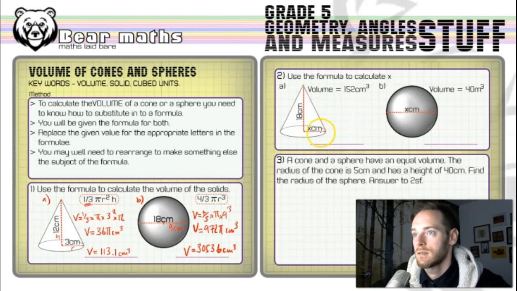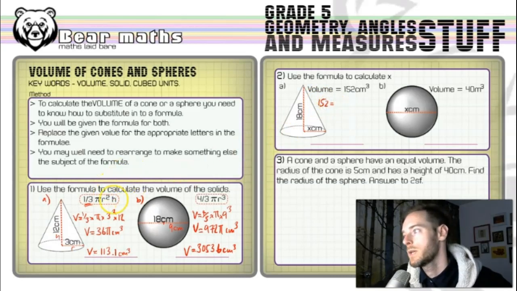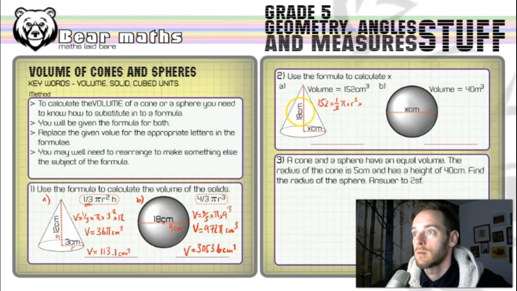X is the radius. That's what we want. So we're going to use the formula again. So the volume we've been given is 152. So we could write 152 is equal to, and again we would be given that formula, 1/3 of pi multiplied by the radius squared multiplied by the height, which we could substitute the 18 in for, because that is the perpendicular height.